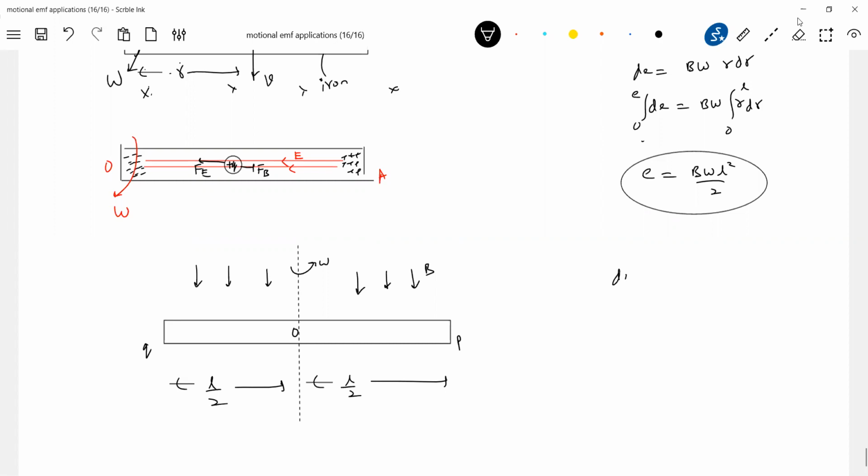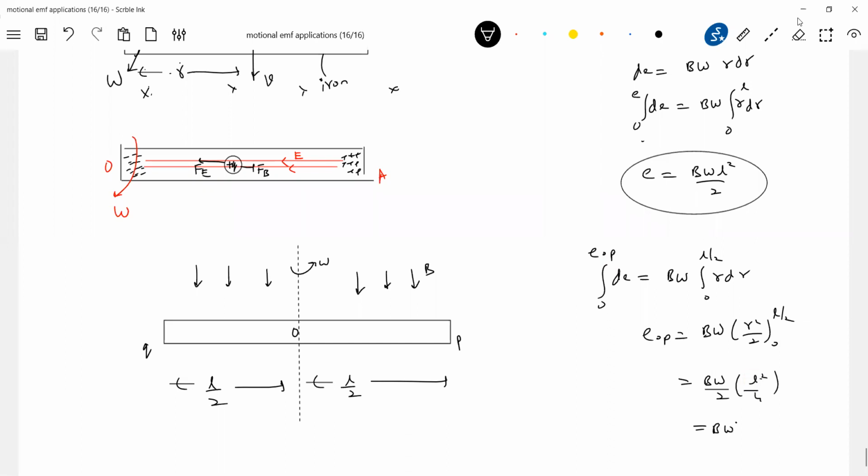What should be the limit you are going to write? Take like this, B omega R dR, 0 to L by 2. So then there's the EMF induced in the rod OP. So what is EOP equal to? B omega R square by 2, 0 to L by 2. B omega L square by 8. I think for EOQ also the same thing, in magnitude. Both the lengths are L by 2, no?